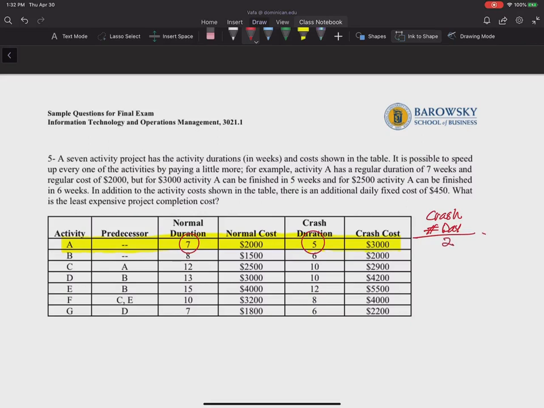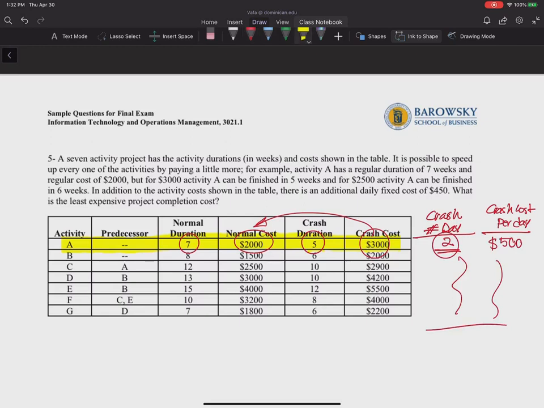So it can be crashed for 2 days, and the crash cost per day is the difference between these two costs divided by the total number of days that it can be crashed. So in this case, it is 3,000 minus 2,000 divided by 2. So it's $500 per day, okay? And we should do this for all other activities. We will get to this in a bit, okay?